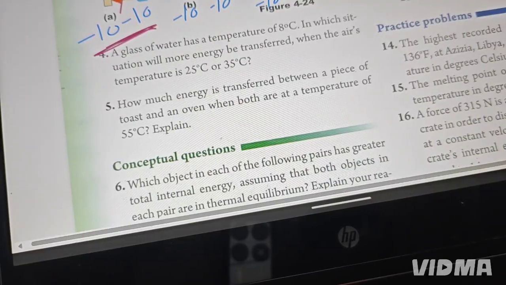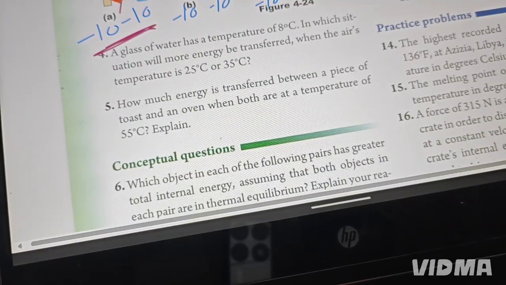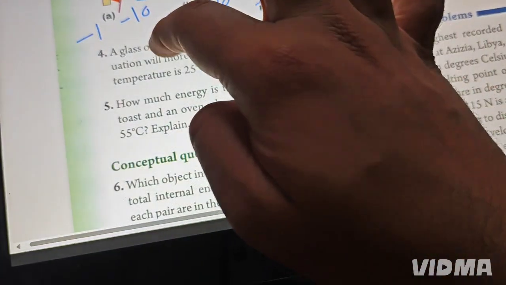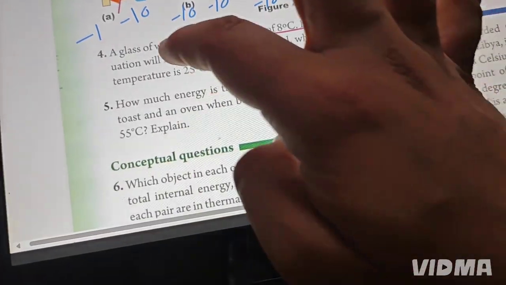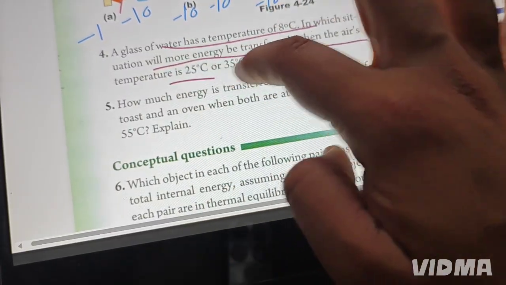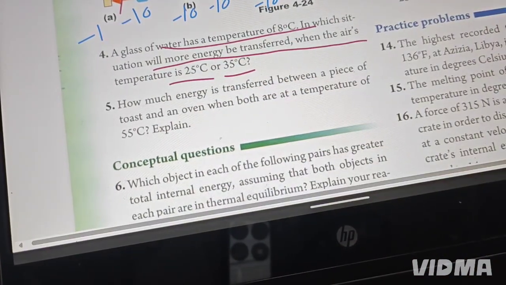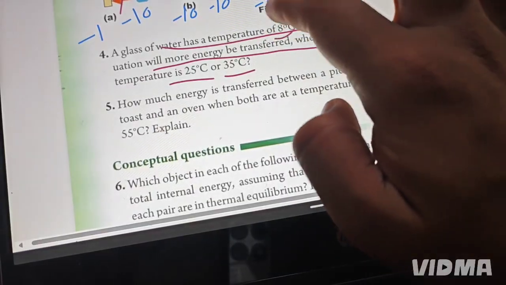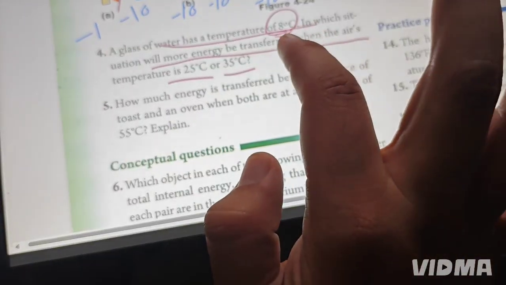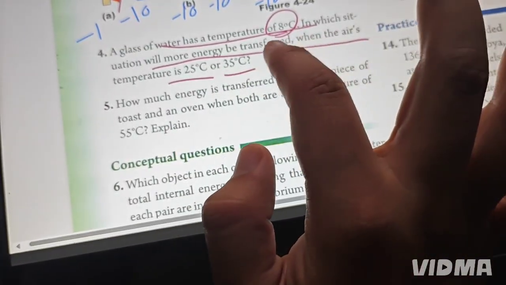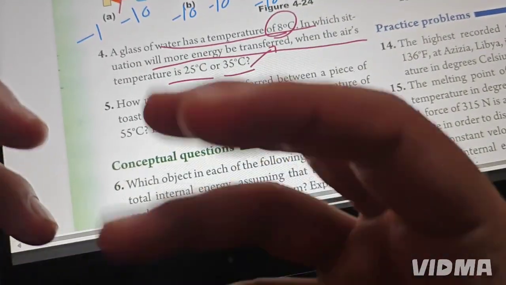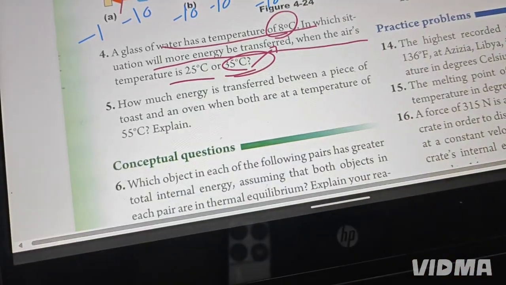Question 4. A glass of water has a temperature of 8 Celsius. In which situation will more energy be transferred, when the Earth's temperature is 25 or 37? Of course, the bigger temperature. We have energy transferred from the higher temperature to the lower temperature, right? In which one do you have more energy transfer? The bigger temperature, 35.